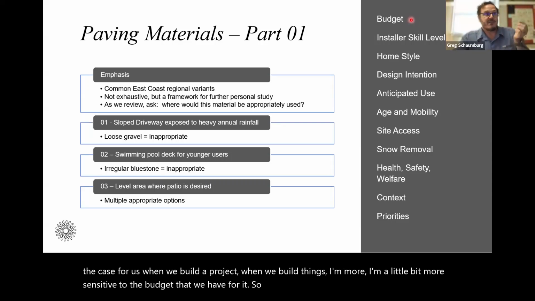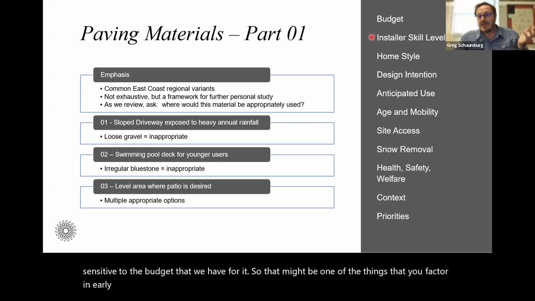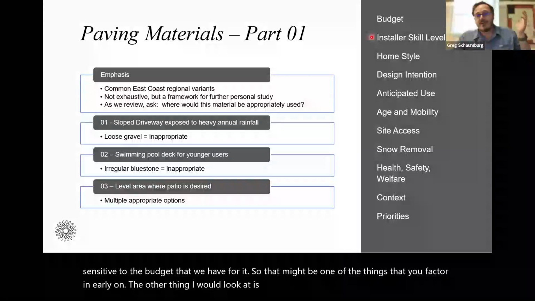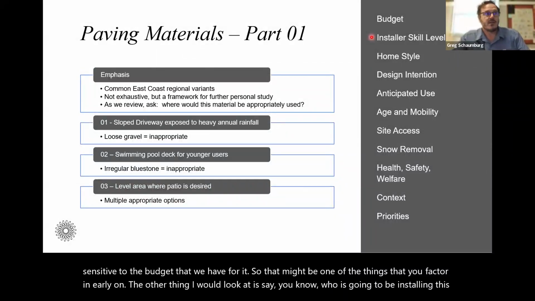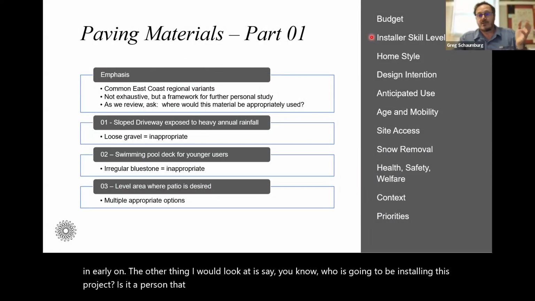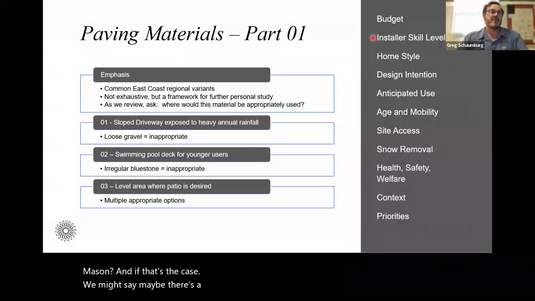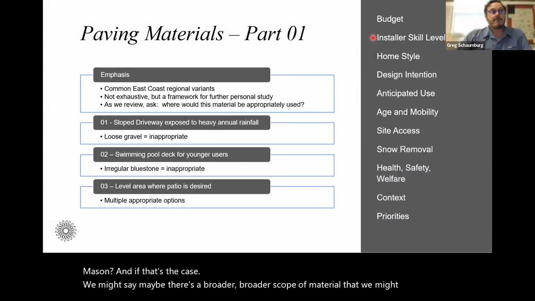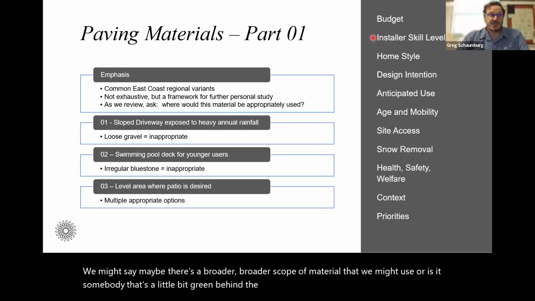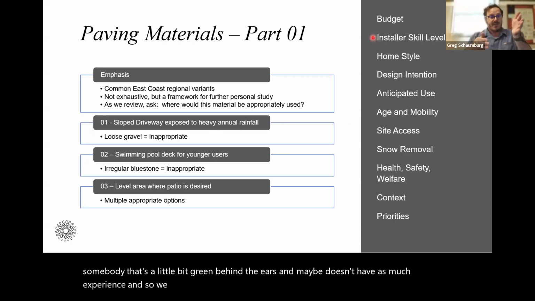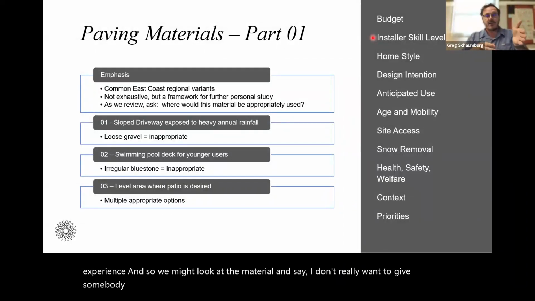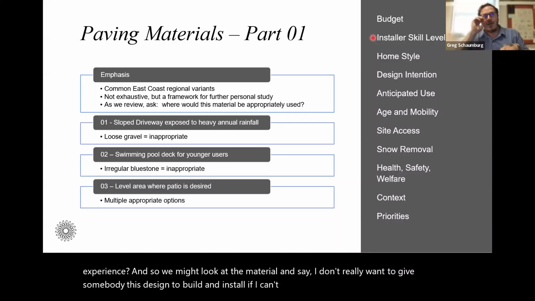So that might be one of the things that you factor in early on. The other thing I would look at is, who is going to be installing this project? Is it a person that has 40 years of experience and is a very skilled mason? If that's the case, we might say, maybe there's a broader scope of material that we might use. Or is it somebody that's a little bit green behind the ears and maybe doesn't have as much experience? And so we might look at the material and say, I don't really want to give somebody this design to build and install if I can't find somebody to build it that way.